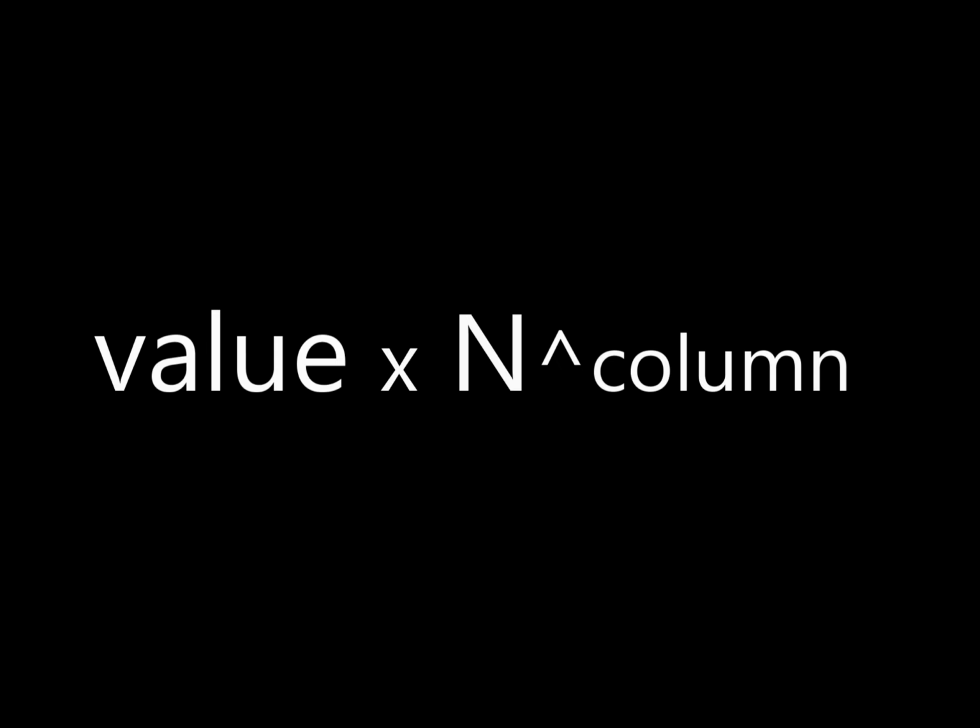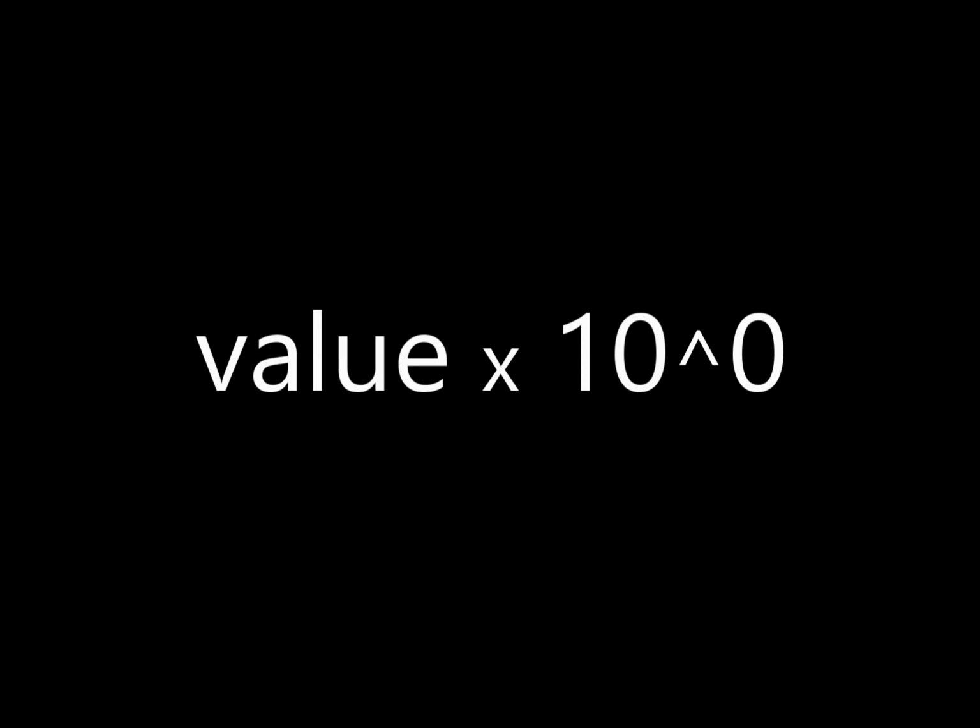Mathematically, each column from right to left represents a power of that base. The first column is considered the base, 10 in this case, raised to the 0 power. Anything raised to the 0 power is 1. This is the multiple for values in this column. So, if we have a 3 in the first column, it means 3 times 10 raised to the 0 power, or 3 times 1, which is simply the number itself.